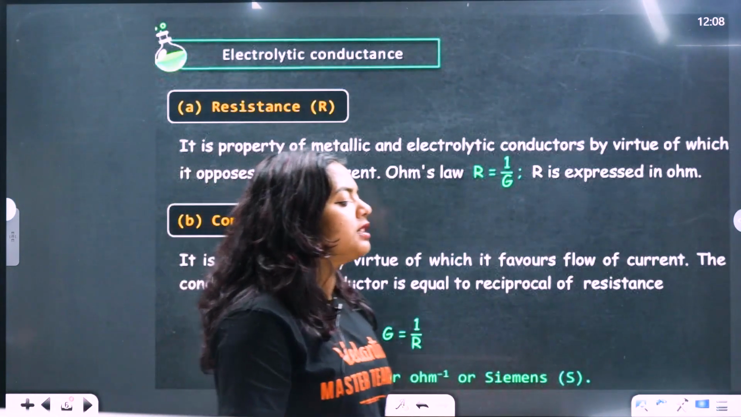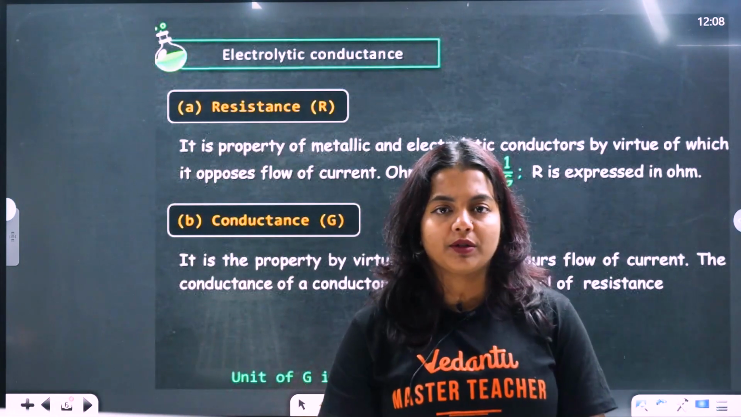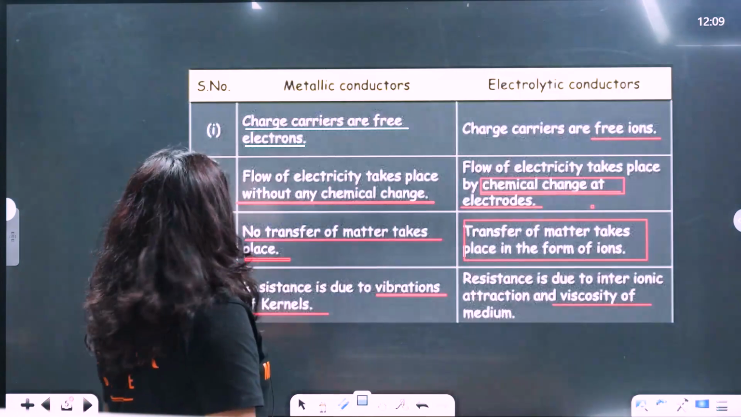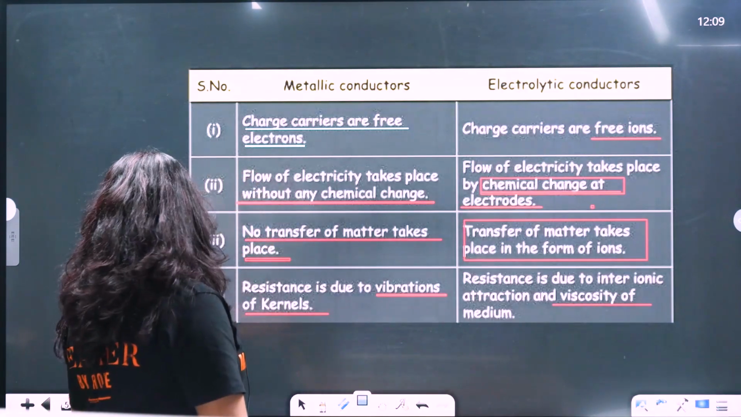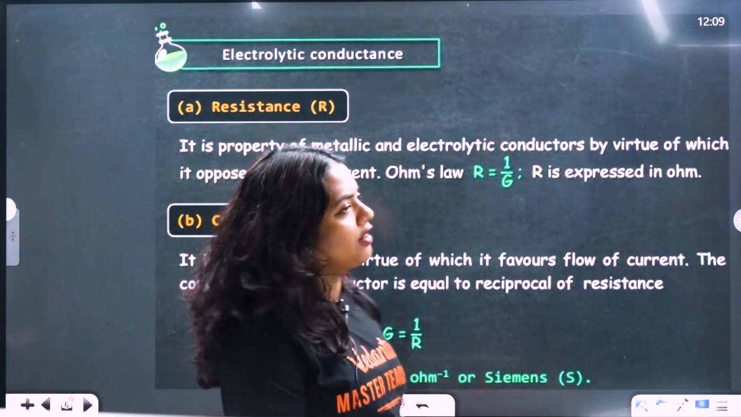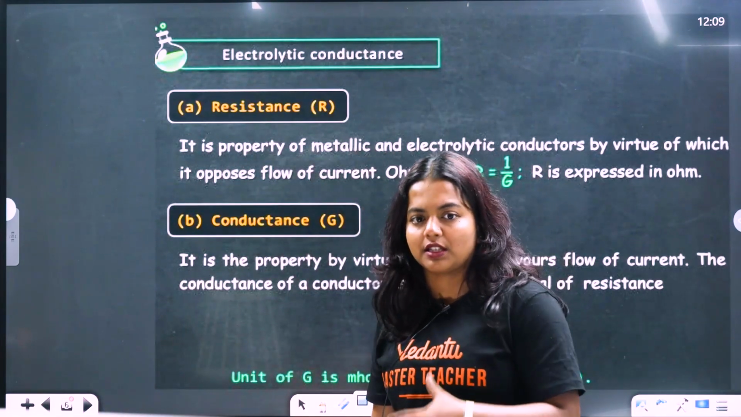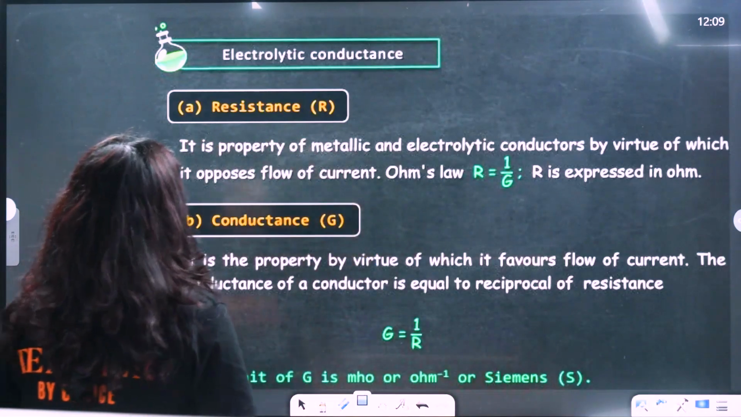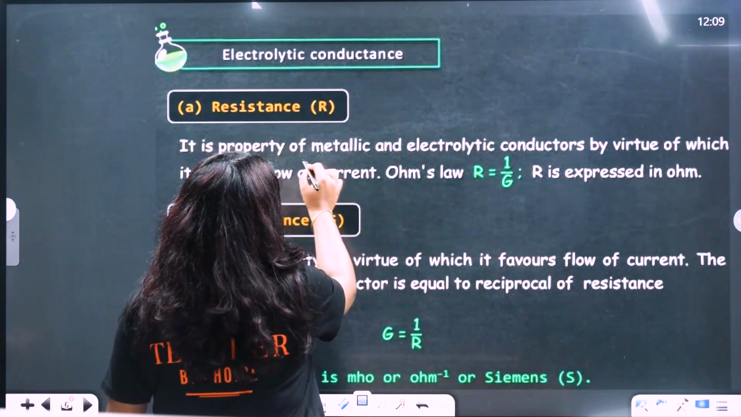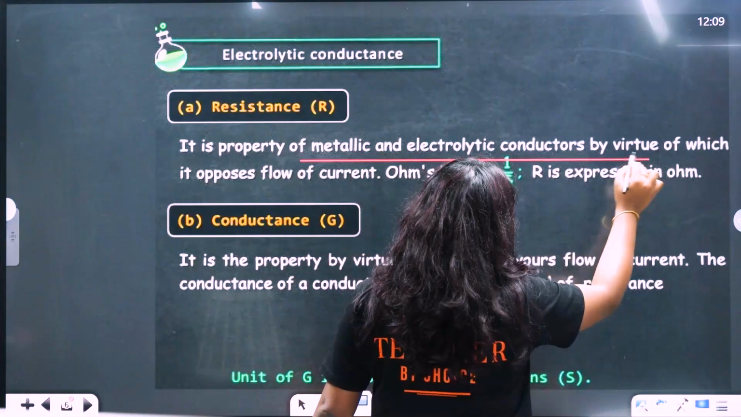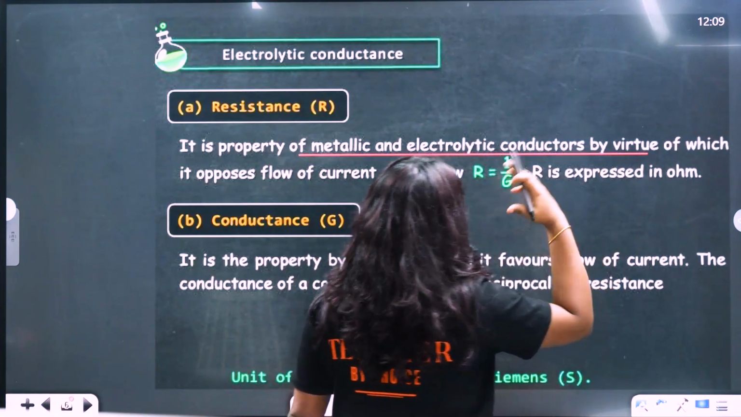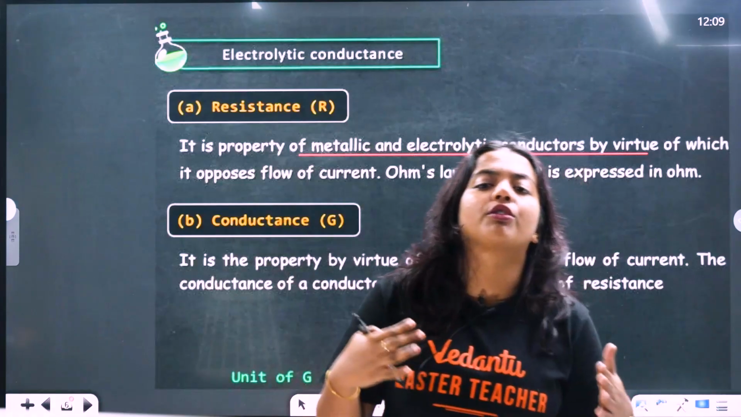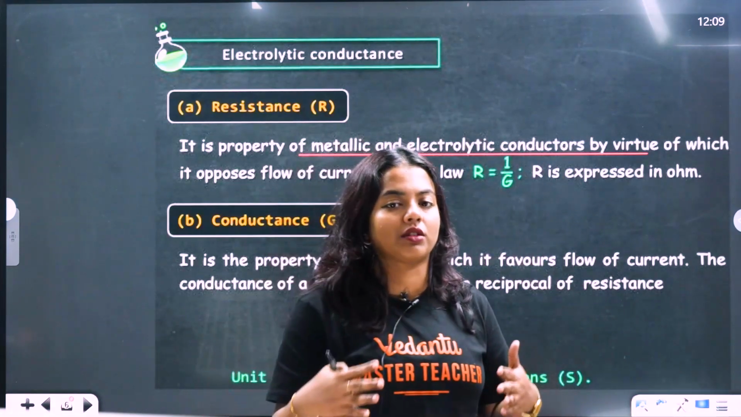Now the next one: electrolytic conductors. We have discussed metallic conductor and electrolytic conductor. In the electrolytic conductor you are going to study resistance, conductance, everything. First one is resistance, a property of both metallic and electrolytic conductors.